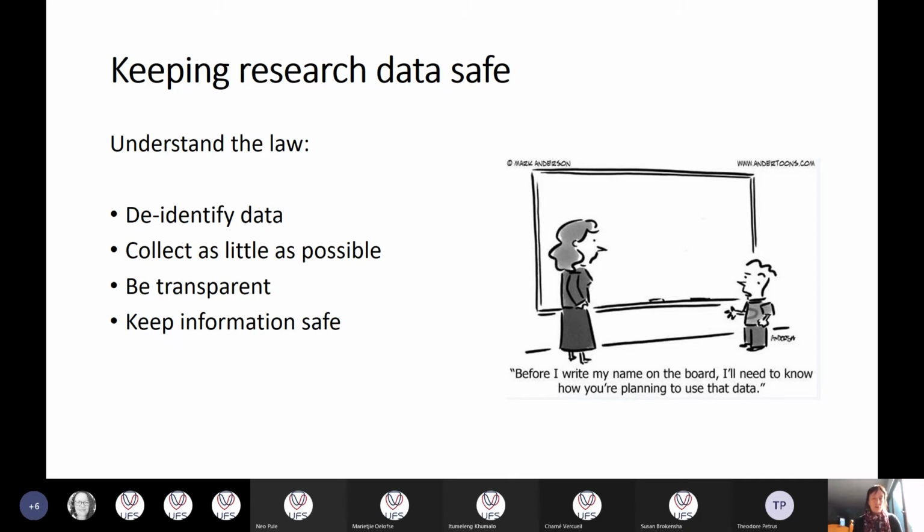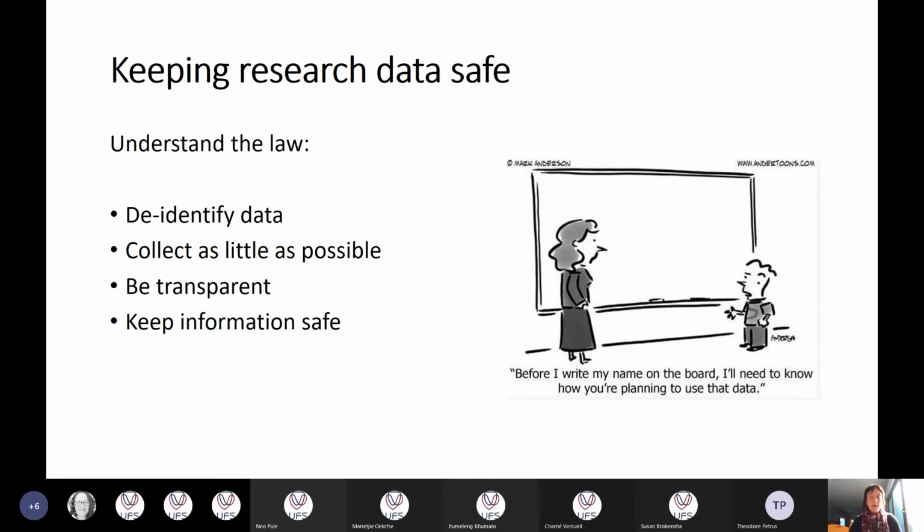Secondly, de-identify your information as soon as you can. So sometimes you may need to know at the start of your study who your research participants are. However, if at a later stage you no longer need to know this, you can de-identify your information. Another alternative is to mask the identity of your research participants by using pseudonyms or codes when referring to them in your data.